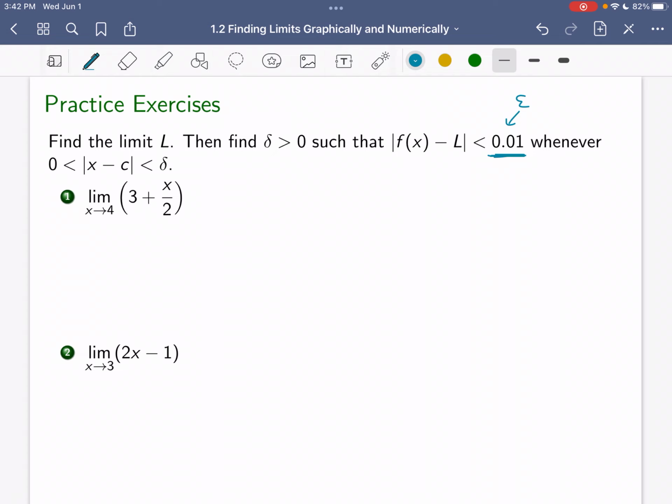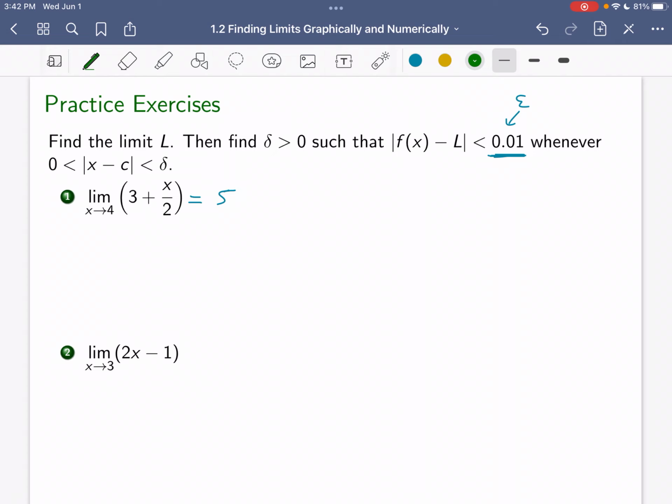All right, so here we have the limit as x approaches 4 of 3 plus x over 2. If we were to just plug 4 into that function, you're going to get 3 plus 4 over 2, which 4 over 2 is 2, plus the 3 is 5. So this appears to be heading towards 5. I'm going to claim that is the limit. Let's see what value of delta we would need to have.